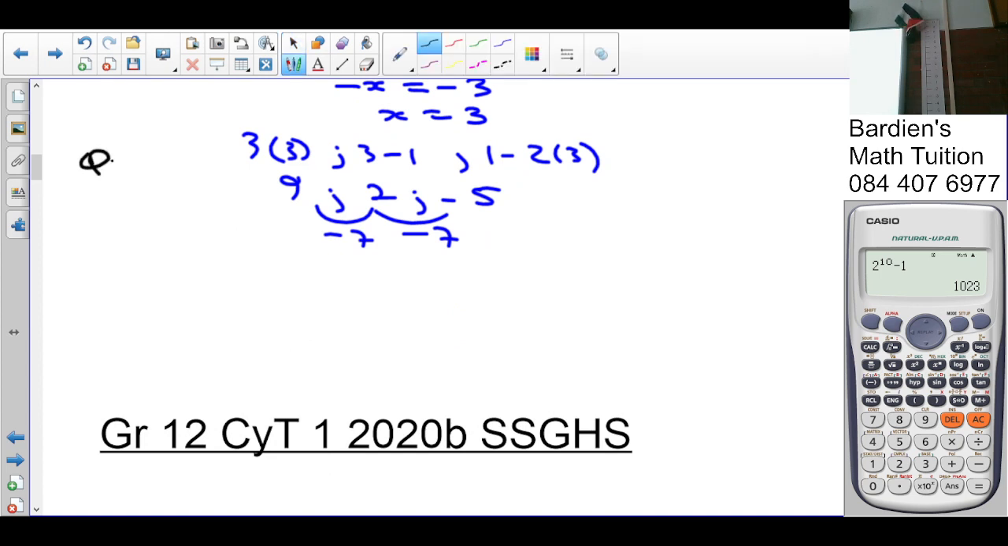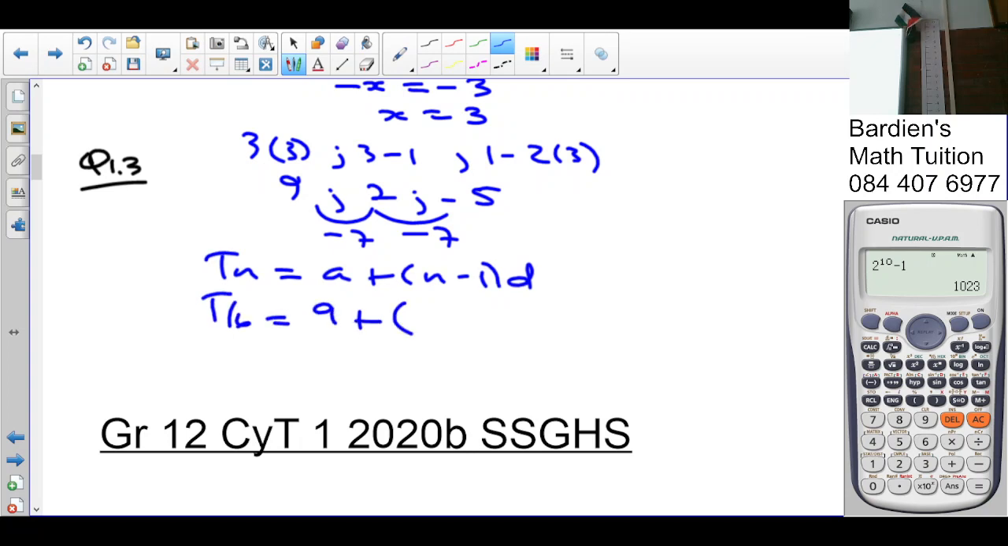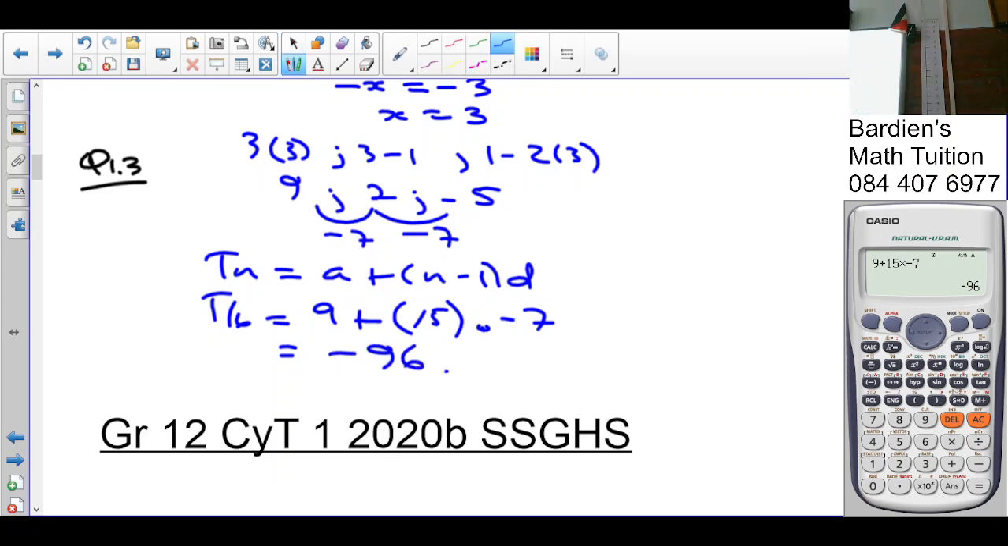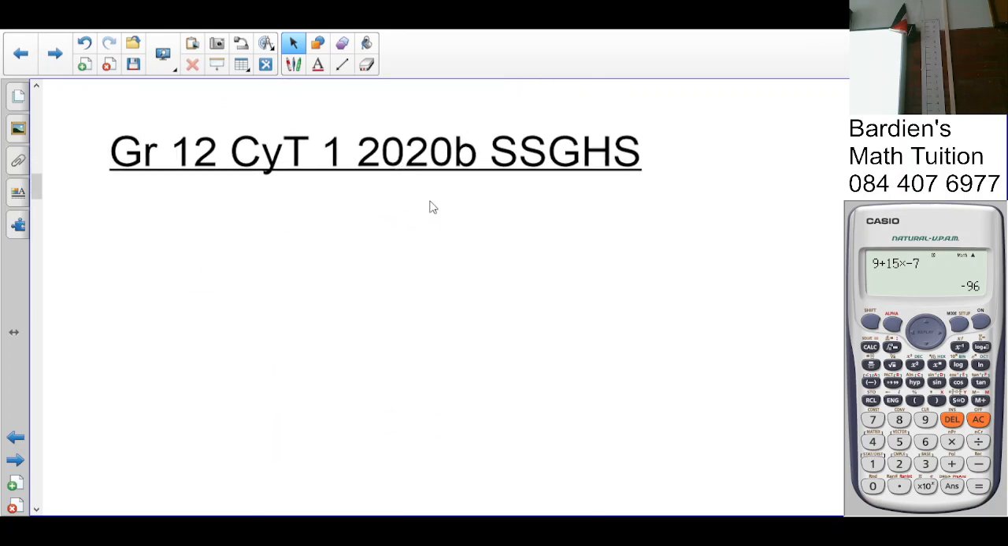So this question 1.3, that would simply be, what did they want? The 16th term. Tn is equal to a plus n minus 1 times d. So T16 is going to be 9 plus 16 minus 1, which is 15, times negative 7. So you plug that in the calculator: 9 plus 15 times negative 7, and the answer is negative 96. Is that correct? Any problems here? No? Okay. So if this was the test, you would have gotten full marks.